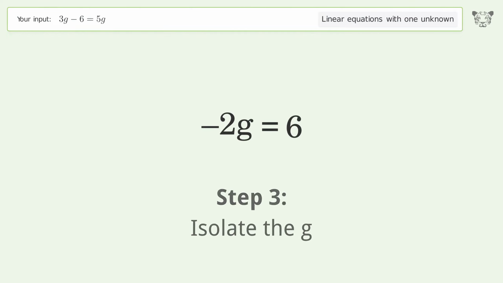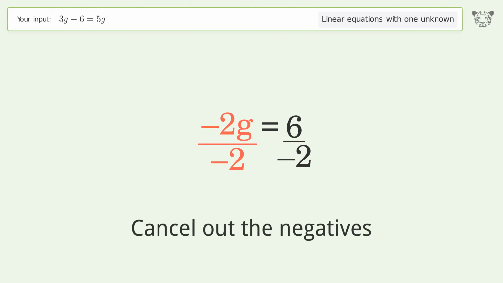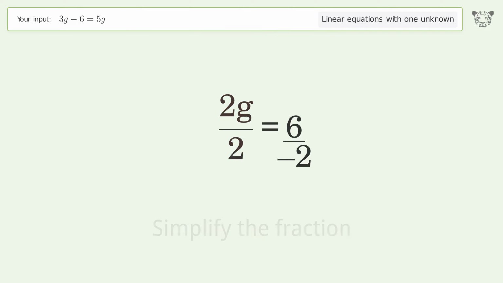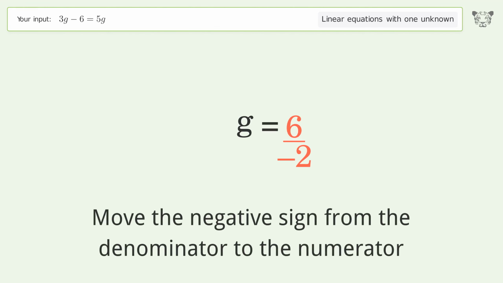Isolate the g. Divide both sides by -2. Cancel out the negatives. Simplify the fraction. Move the negative sign from the denominator to the numerator.